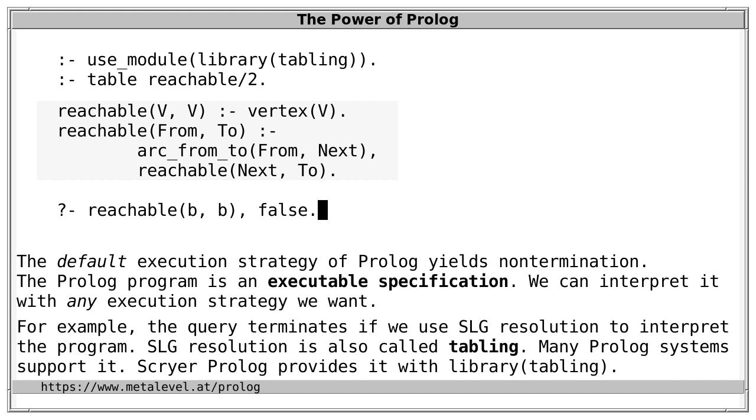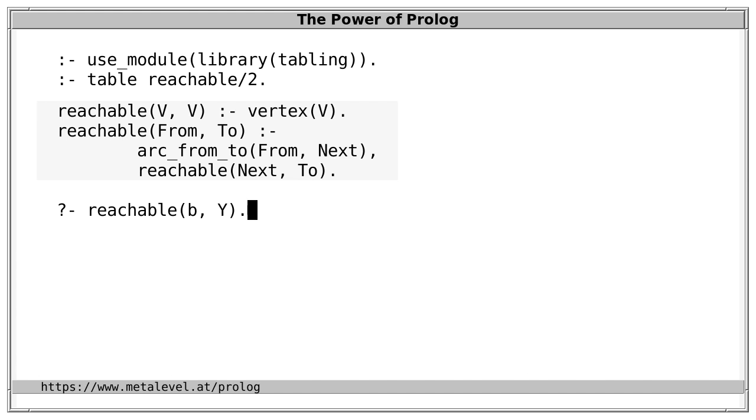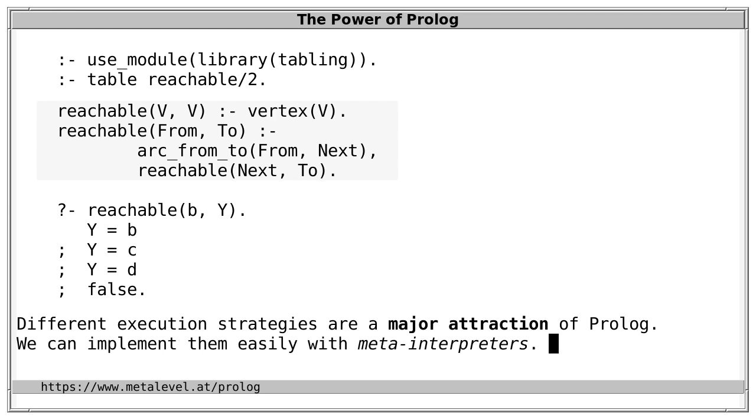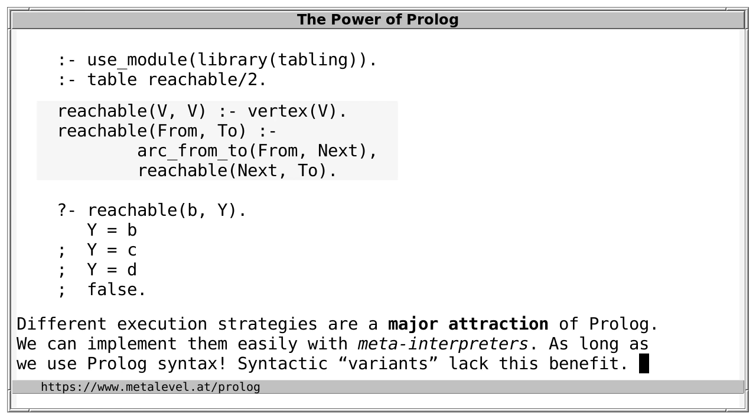So we can readily run Prolog code with different execution strategies. And we can generalize this query and ask which vertices Y are reachable from B. And we get B itself, of course, C, D, and no others. And the ability to run Prolog code with different execution strategies is a major attraction of Prolog. A Prolog system may provide them for us, such as in the case above, and if not, then we can easily implement them ourselves by writing meta-interpreters, which is very easy as long as we use Prolog syntax, because then Prolog programs can be easily read as Prolog terms, whereas syntactic variants, of course, lack this benefit. So it's good to keep to Prolog syntax and also to keep to the pure monotonic core of Prolog, where we can apply different execution strategies.